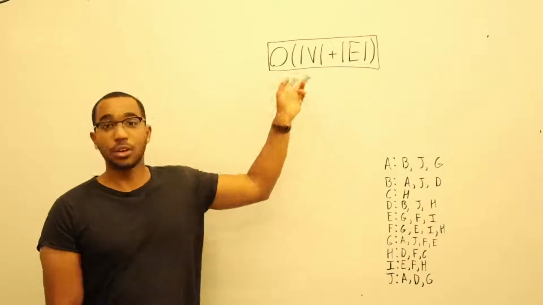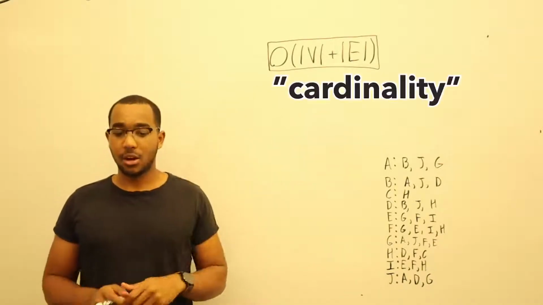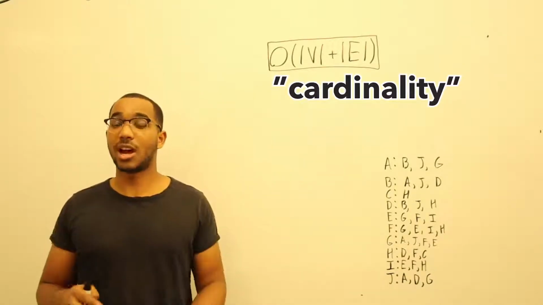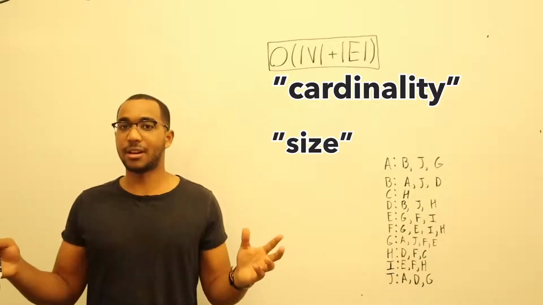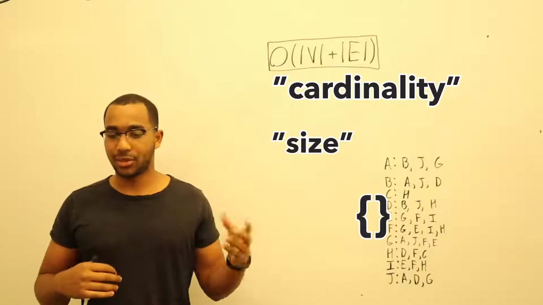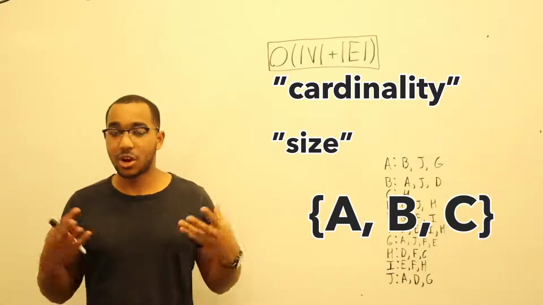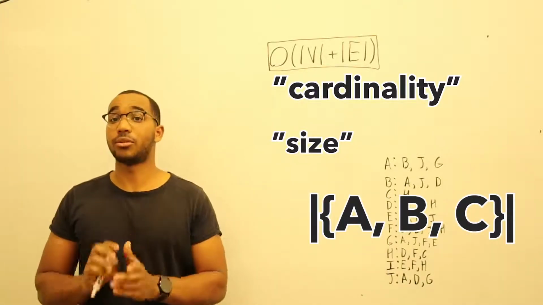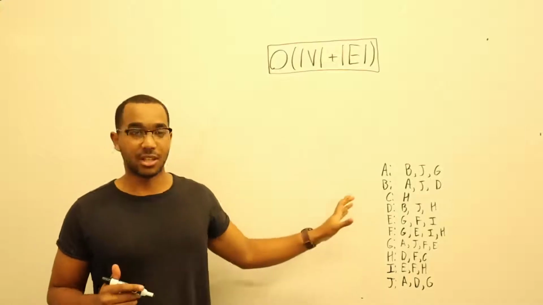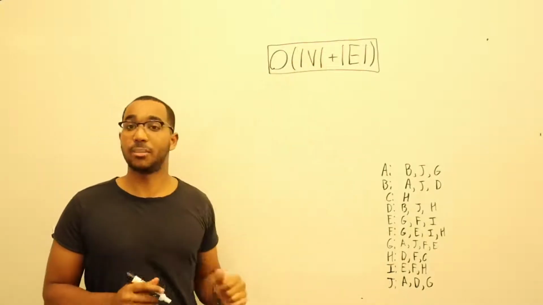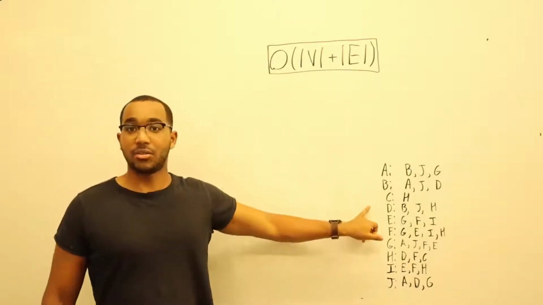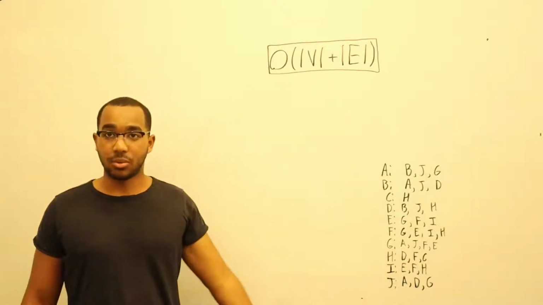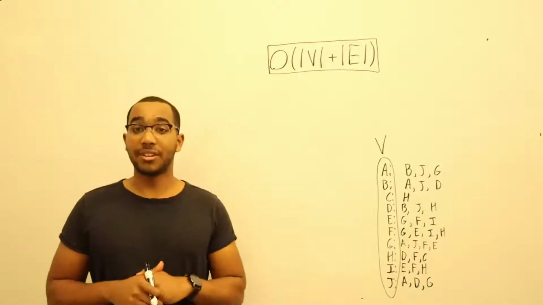First of all, these vertical bars mean cardinality. Cardinality is just a fancy word for size, and it measures the size of a grouping or a collection of items, a set of items. So if I have 3 items, A, B, C, the cardinality of that set is going to be 3. So let's look at our adjacency list and try to make sense of this big O, V plus E. First of all, we can see what the V is. The V is right here. These are how many vertices we have, so we can label that.